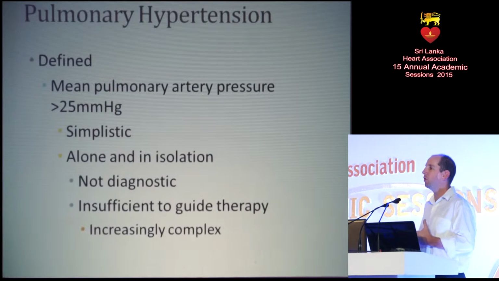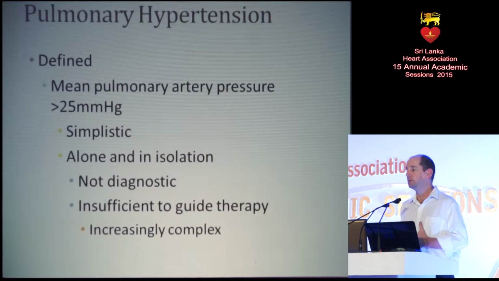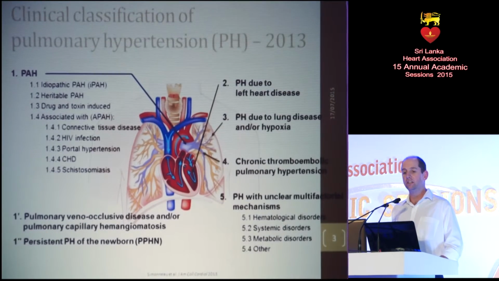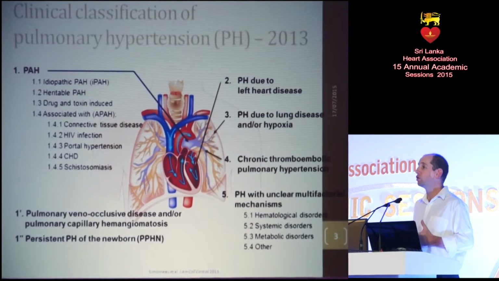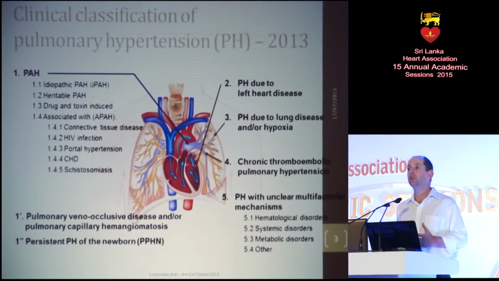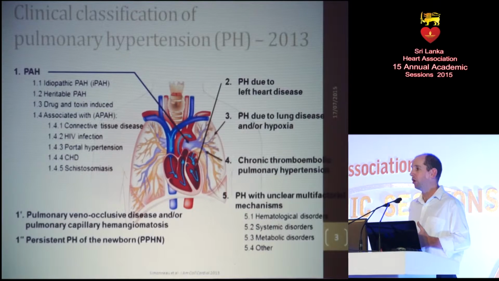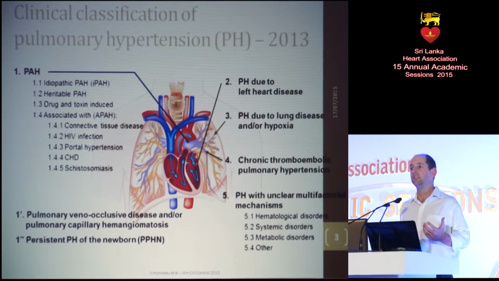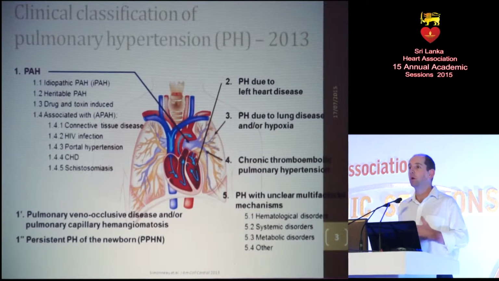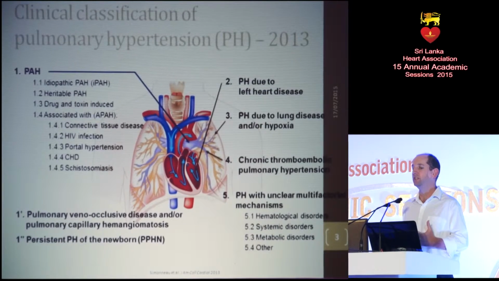And that is because pulmonary hypertension, I think, is becoming more complex. That's illustrated in this slide that outlines the various causes of pulmonary hypertension. Certainly the vast majority of pulmonary hypertension is related to left heart disease or underlying pulmonary disease, and that's something I'll expand on during the course of the presentation. But I would like to spend some time focusing on pulmonary arterial hypertension, or if you like, idiopathic pulmonary arterial hypertension.